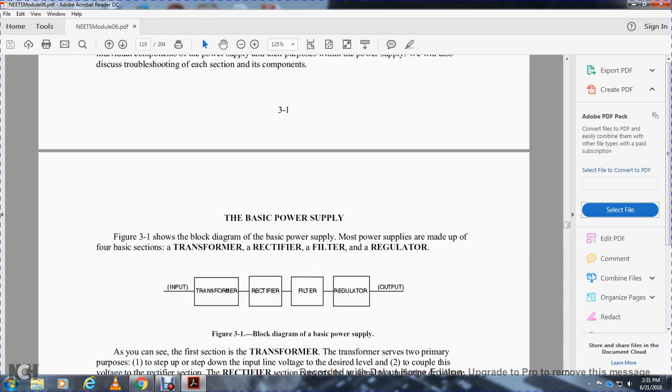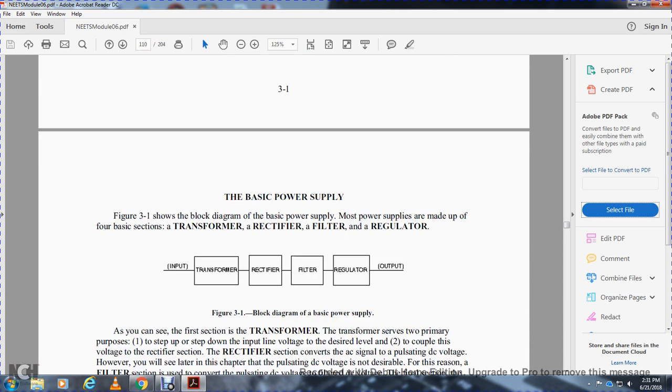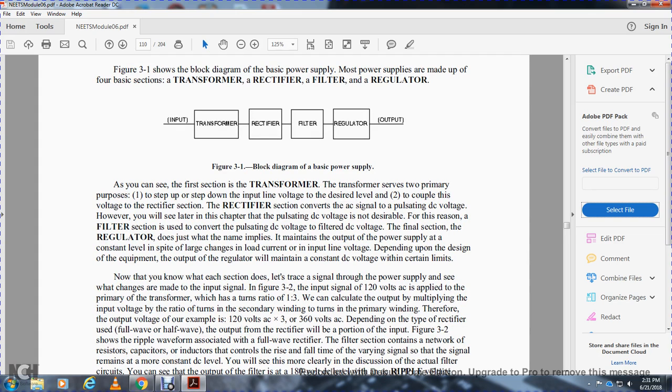Basic power supply. Figure 3.1 shows the block diagram of the basic power supply, which is made up of four basic sections: transformer, rectifier, filter, and regulator. Input, transformer, rectifier, filter, regulator, output. The block diagram shows the basic power supply. So it goes: transformer, rectifier, then a filter, and then a regulator.